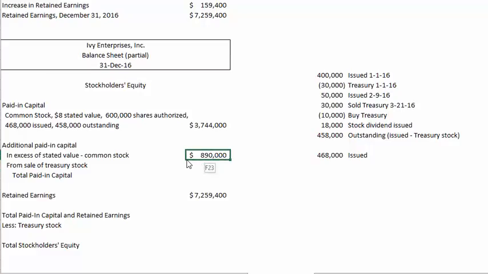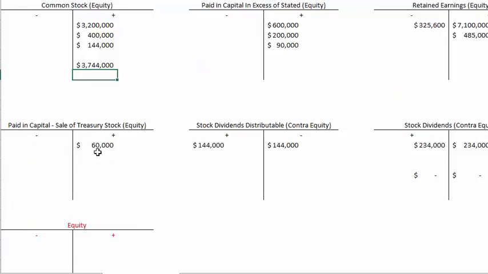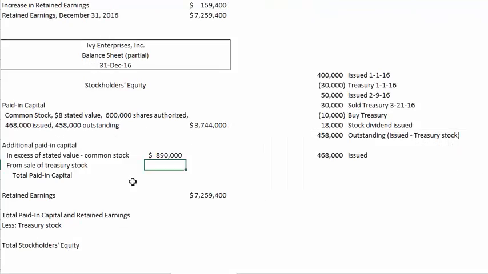And then I'm actually going to move this over here. And so we had this from sale of treasury stock. That's additional paid in capital. That's when we sold the treasury stock and actually kind of profited from it. So that $60,000 shows up here. It's a positive amount. And so the total between the two of the additional paid in capital is 950. So the total paid in capital is the common stock plus the amount in excess of stated, so 4.6 whatever million. And here's my retained earnings.